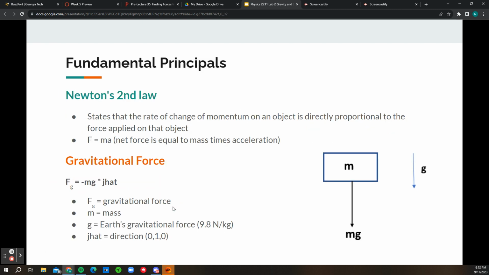The fundamental principles that we're exploring in this lab are Newton's second law, which states that the rate of change of momentum on an object is directly proportional to the force applied on that object, or F equals mass times acceleration. We will also be exploring gravitational forces, the formula being force of gravity equals negative mass times gravity times j hat. As you can see in the diagram here, mass times gravity is equal to gravitational force.